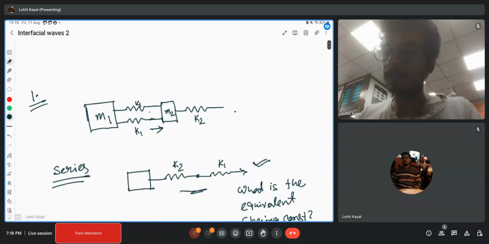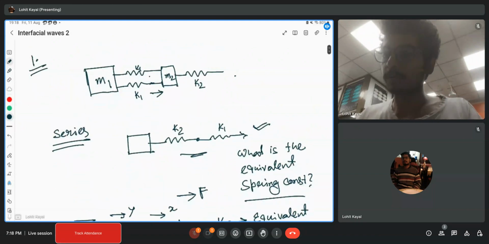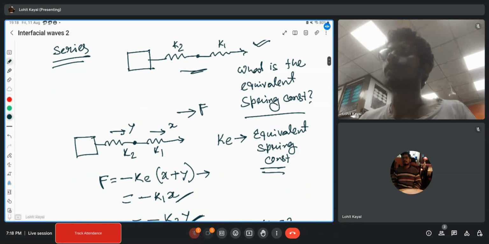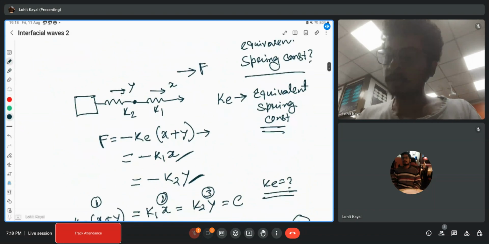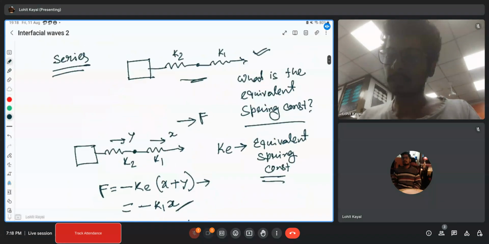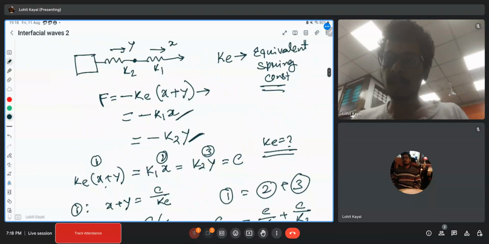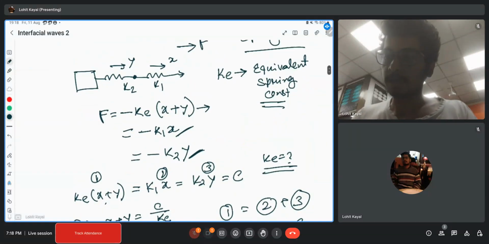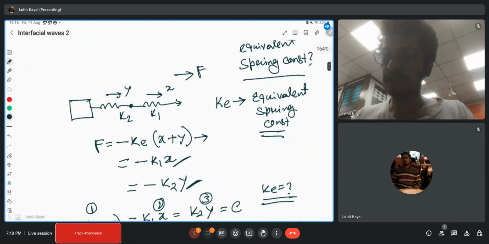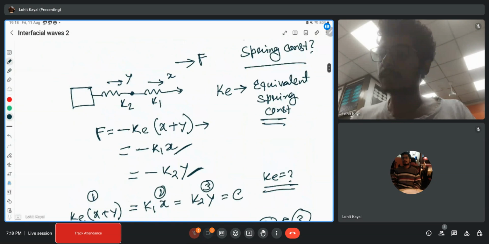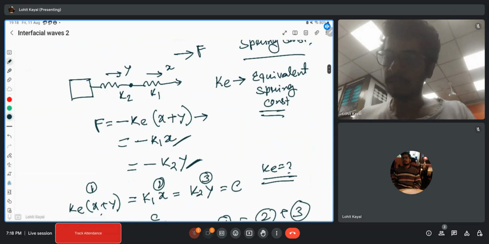Initially, I was talking about the equivalent spring constant when the springs are in series or in parallel. Here it is for when the springs are in series; we can find it in this manner. Suppose you have applied a force to it. There are two springs in series, and suppose Ke is your equivalent spring constant. You can calculate it very easily.